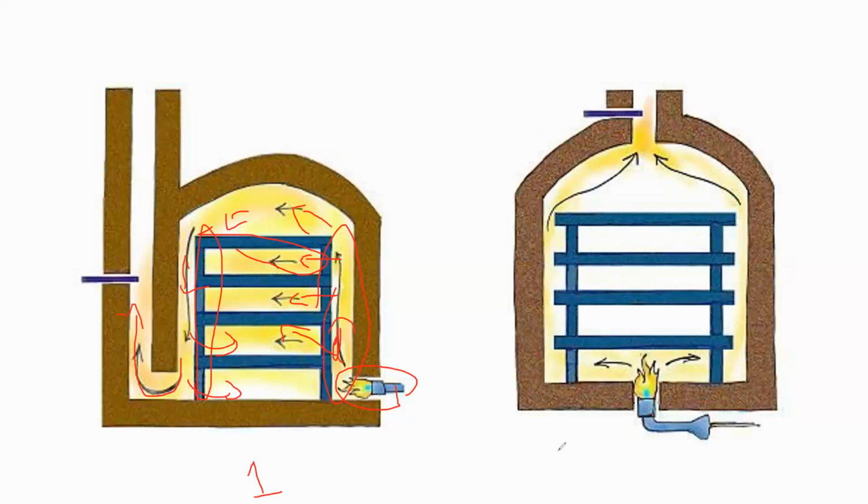But in an updraft kiln, what will happen? From the bottom burning takes place, then at the top a chimney will be there. It will not take much rotation here. The hot gases will go directly upward and get released. So here more heat will be required, as the heat produced will not be used again and again.